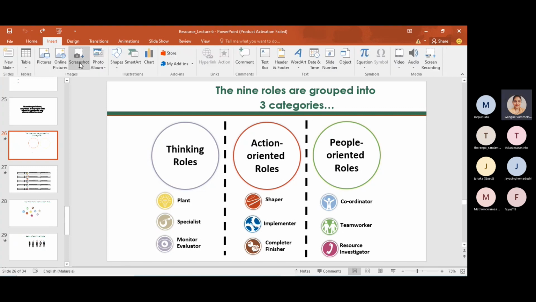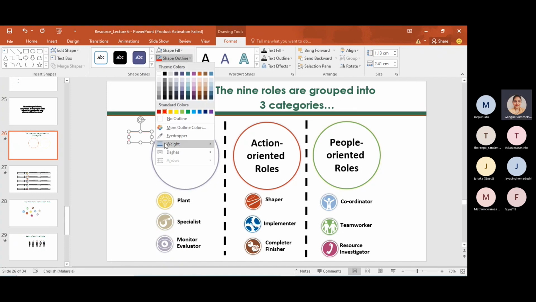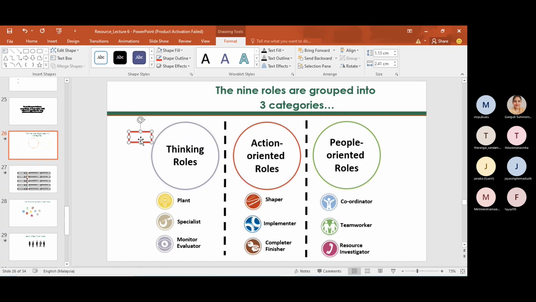These are the 9 team roles: plant, specialist, monitor evaluator, shaper, implementer, completer finisher, coordinator, team worker, resource investigator. These are the 9 roles that we are going to talk about.